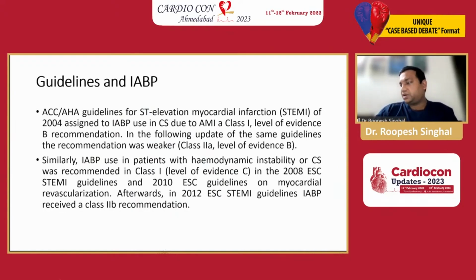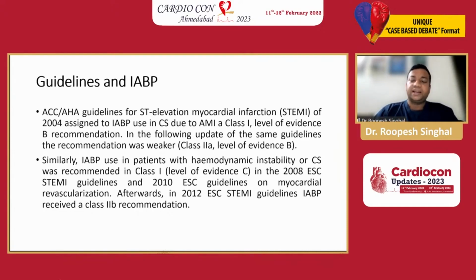I was just going through the historical data, and it was said before the days of reperfusion or PCI, IABP was actually shown to improve mortality. But as we had more potent ways of revascularization, the benefit started getting clouded, probably because reperfusion had a stronger effect. So before 2004, IABP use was a class 1 recommendation in cardiogenic shock. However, in an update of that same 2004 guideline, it was slightly downgraded to a class 2A. Similarly, these were the US guidelines.